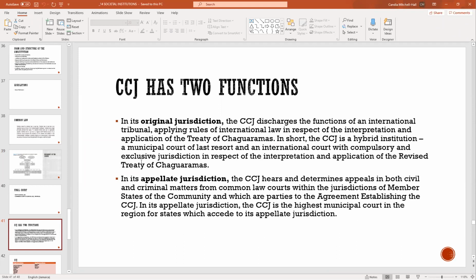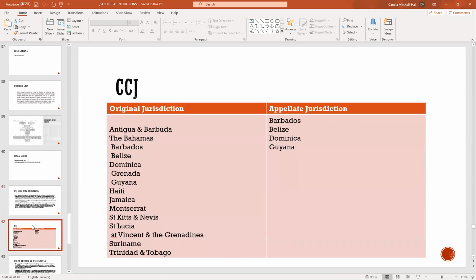The rules that they would have established in the treaty, trade rules. Next, so these are the countries. So all these countries go to the CCJ in its original jurisdiction.